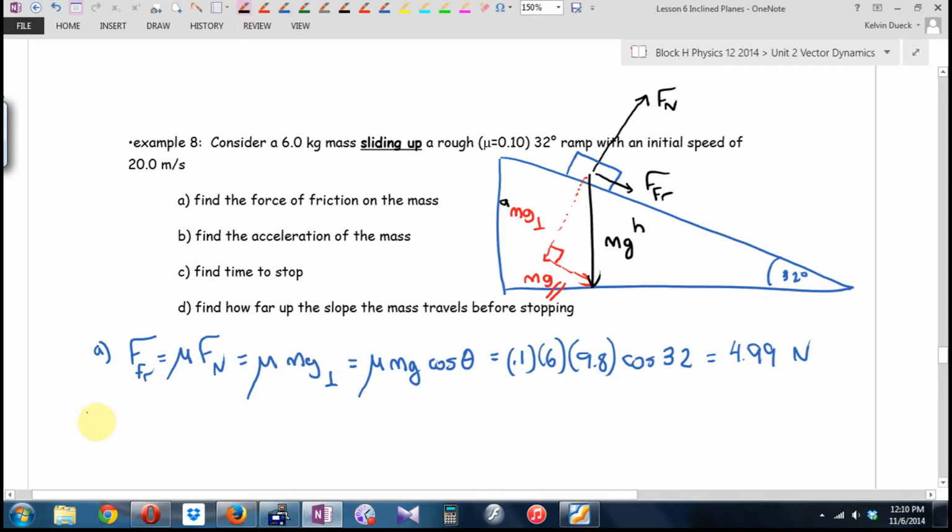Okay. B. What's B asking me to find? Acceleration. Who's winning? Which way is this block accelerating? What direction, which way is this block accelerating? Up the ramp or down the ramp?